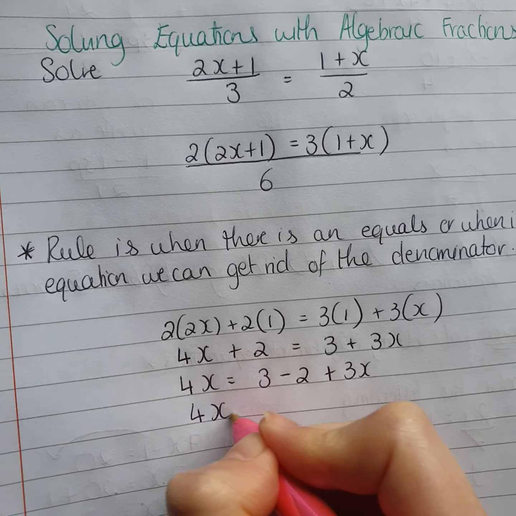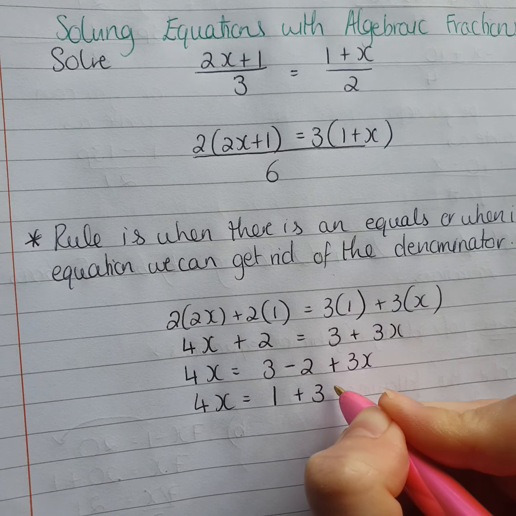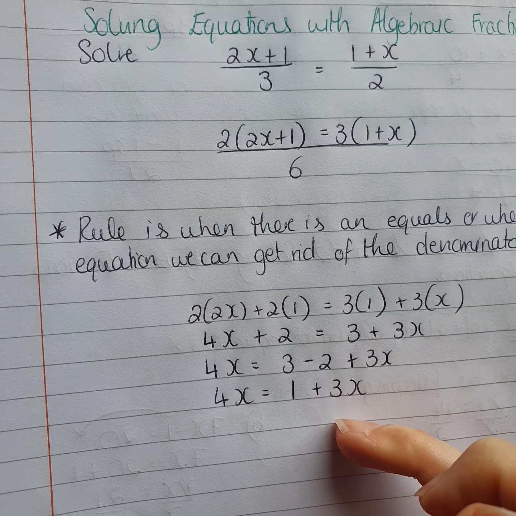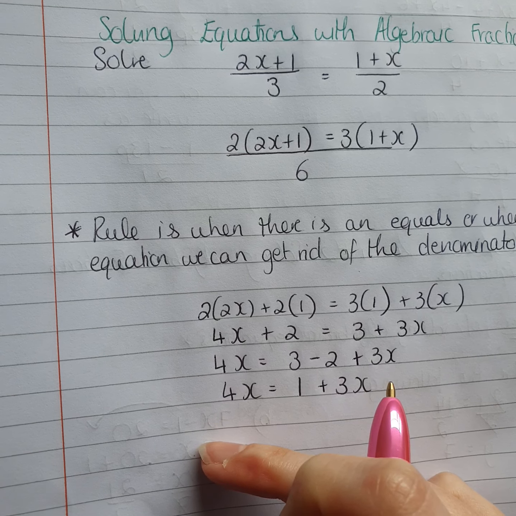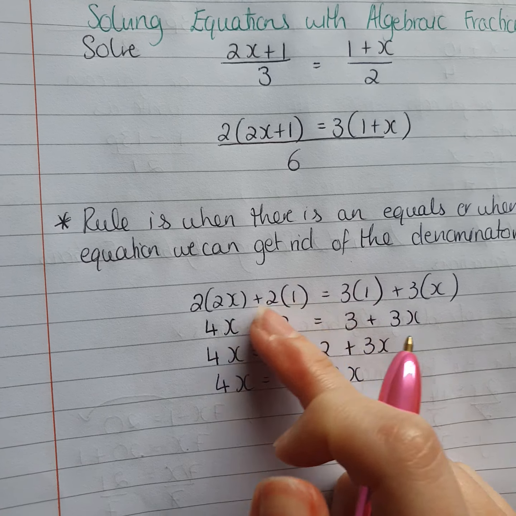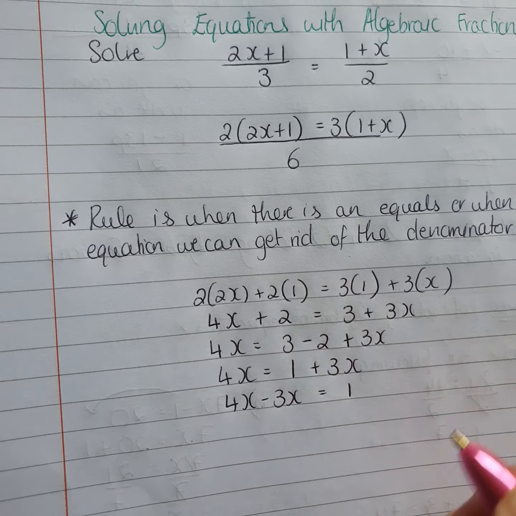So we'll just tidy that up then. 4x is equal to 1 plus 3x. Need to get rid of that 3x. That needs to come over from the right-hand side to the left-hand side. It's a plus on this side, so what happens when you bring it over? It becomes a minus. And that 1 is there already as well.